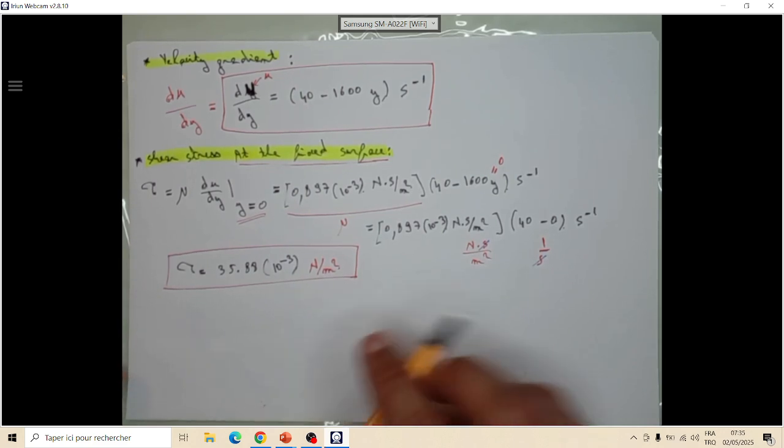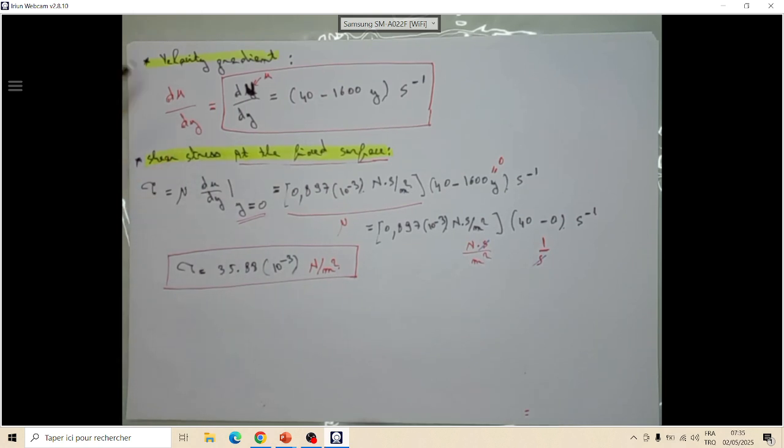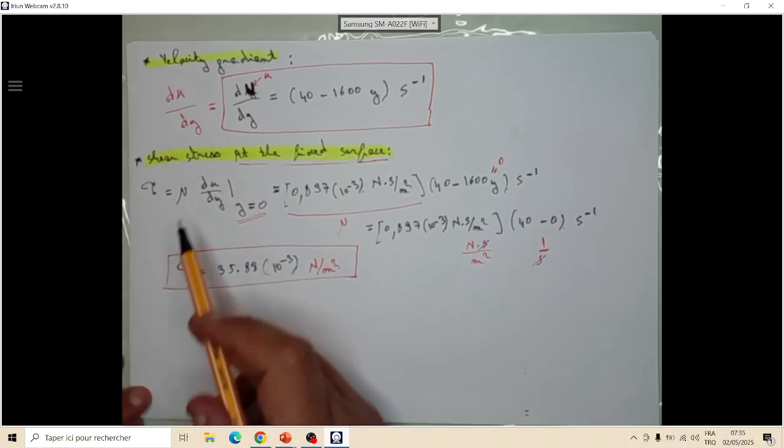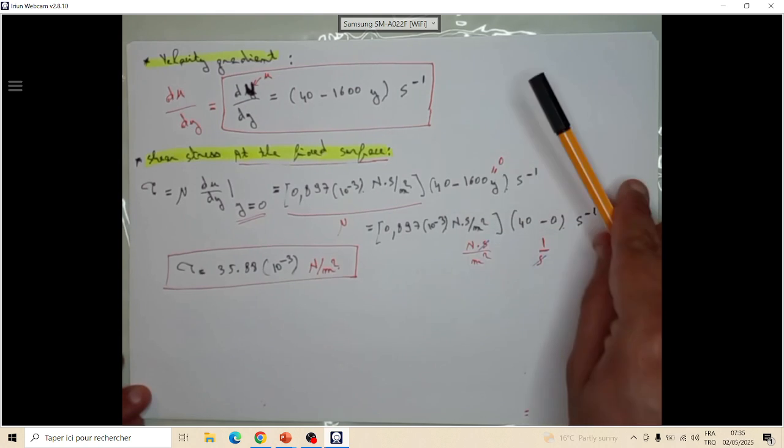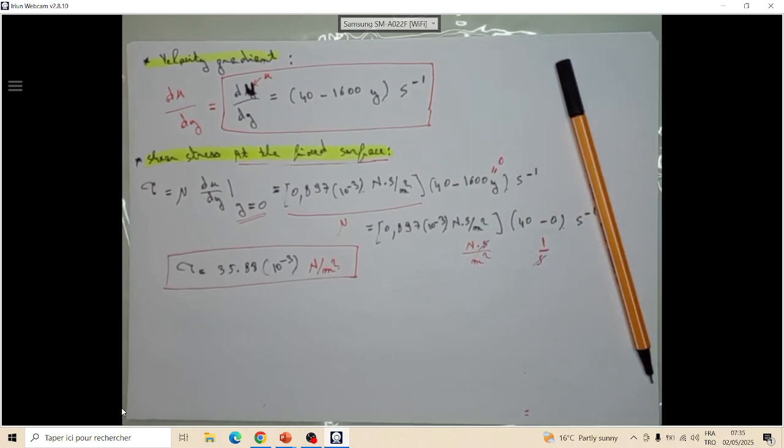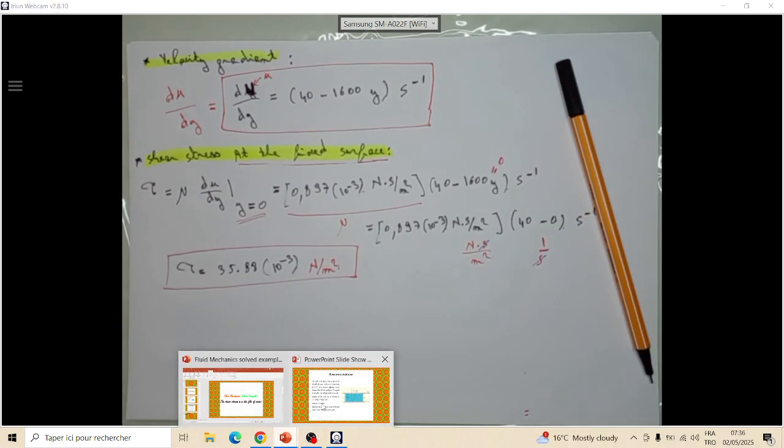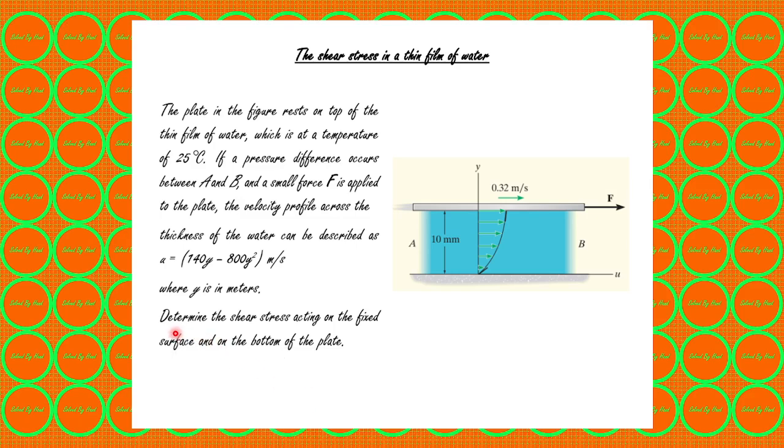So this is at the fixed surface. We found this value for the shear stress at the fixed surface. Let's continue for the bottom of the moving plate. So let's go to our problem. This is our problem, and this is the question that we have to solve.